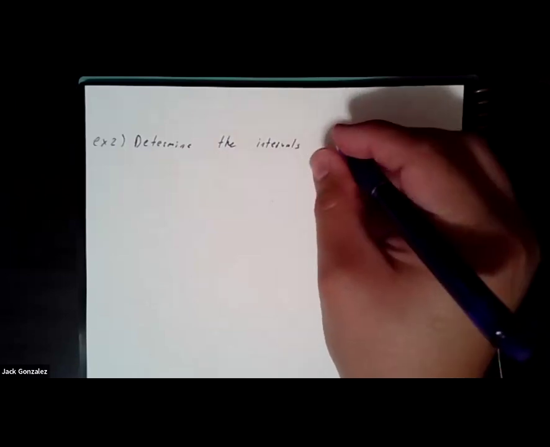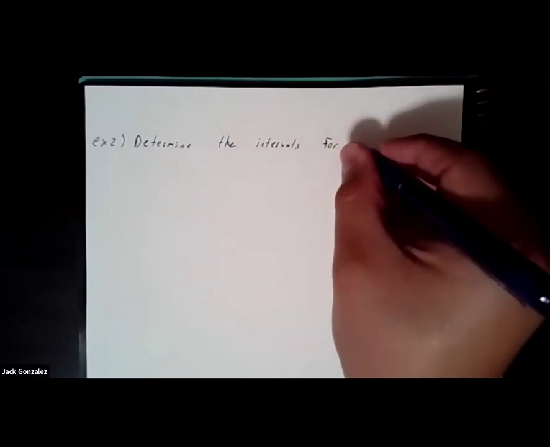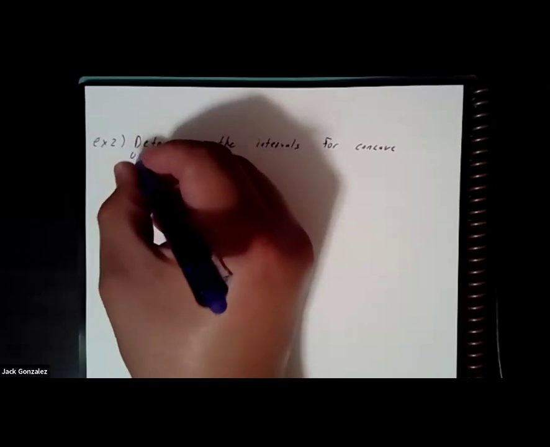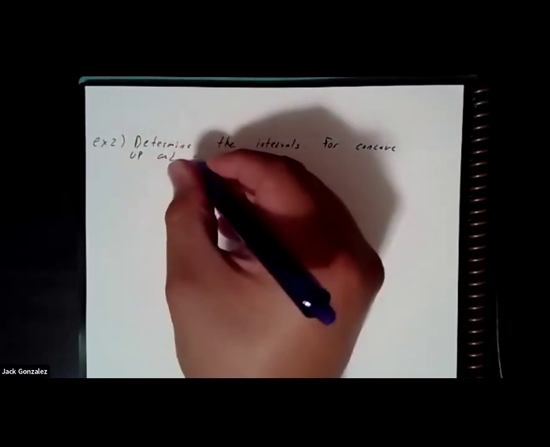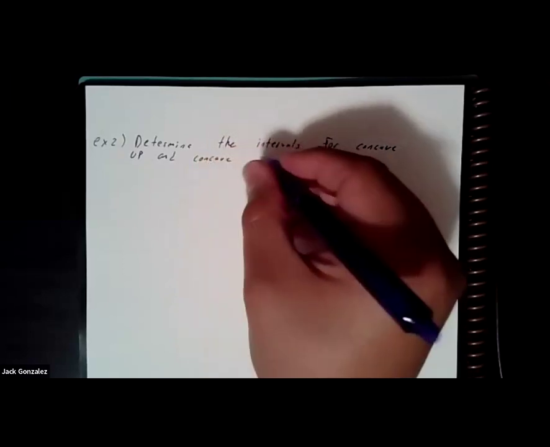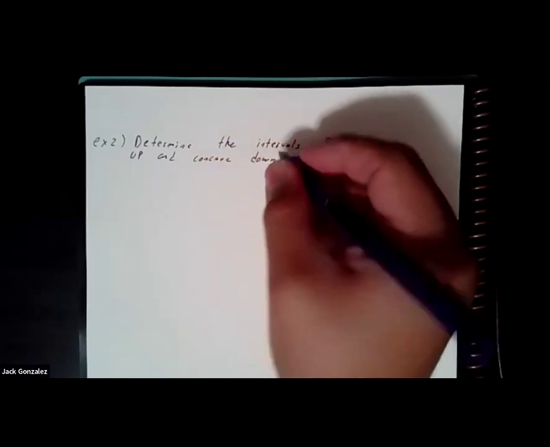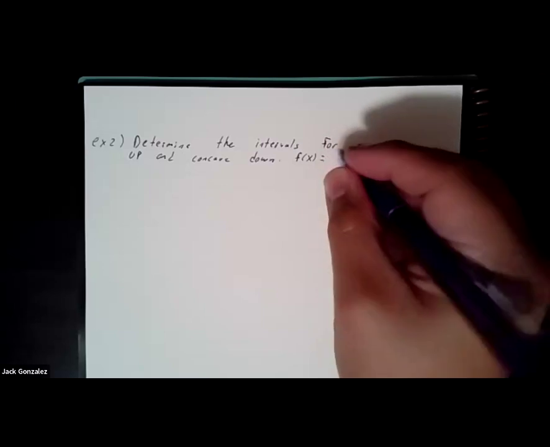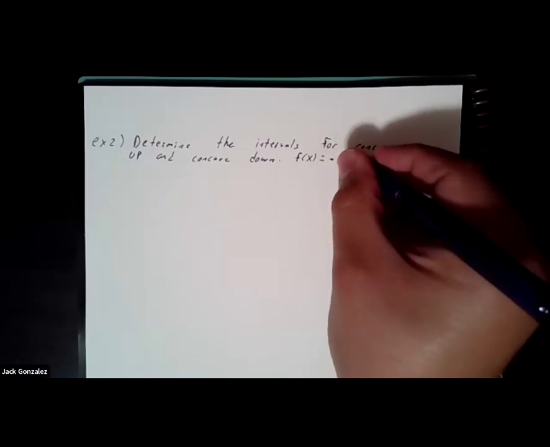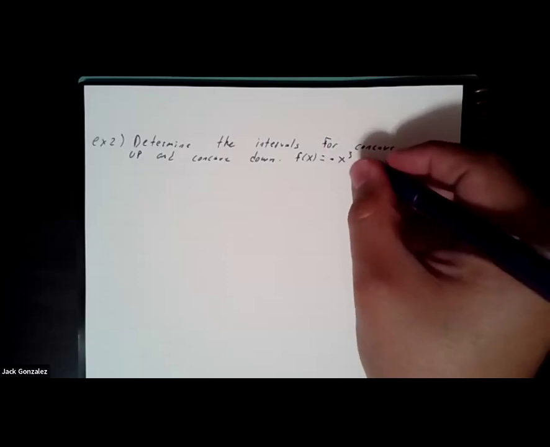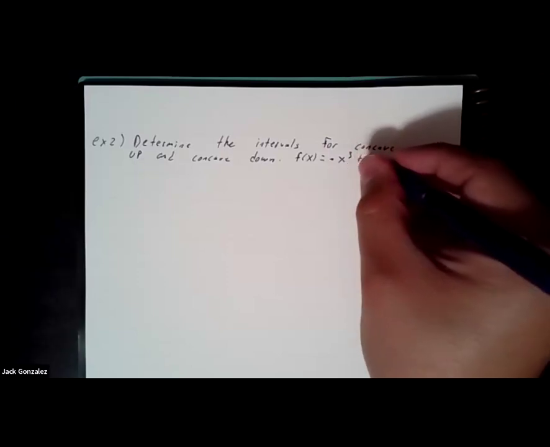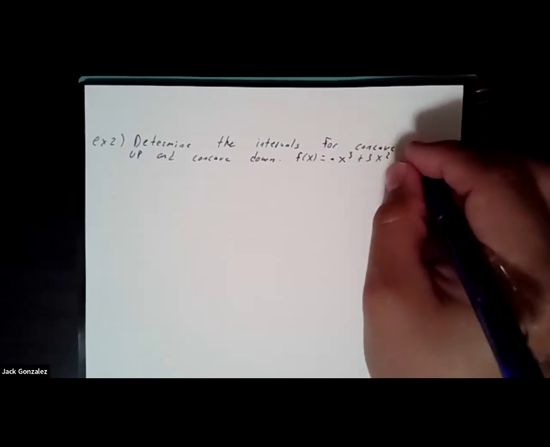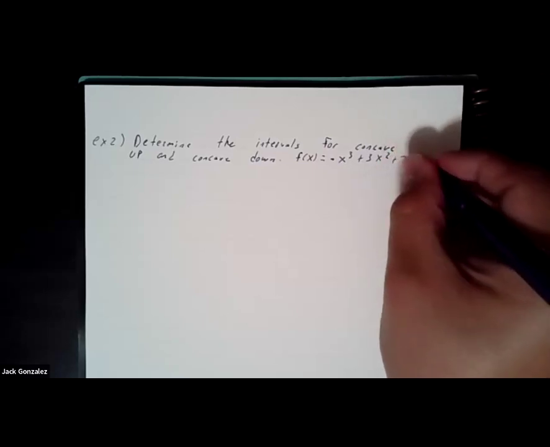Determine the intervals for concave up and concave down with this function: negative x cubed plus 3x squared plus 7x minus 1.